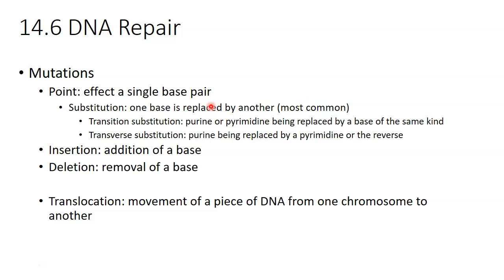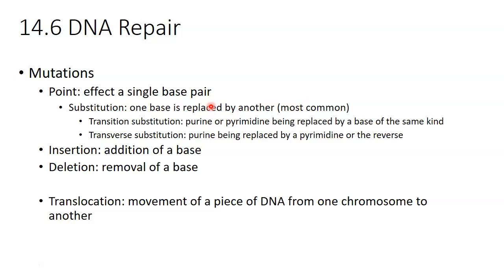In a transition substitution, a purine or pyrimidine is replaced by the same kind of base. So for example, instead of laying down an A, DNA polymerase lays down a G. Okay, so a purine for a purine. A got replaced by G. Or maybe some type of chemical exposure happened and a T was chemically changed and now it's a C. So that would be a pyrimidine for a pyrimidine.